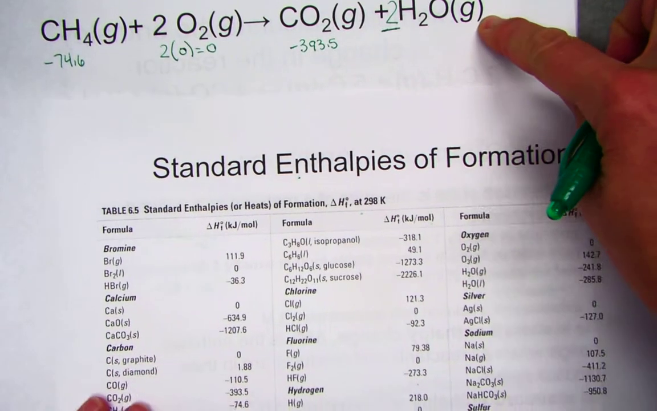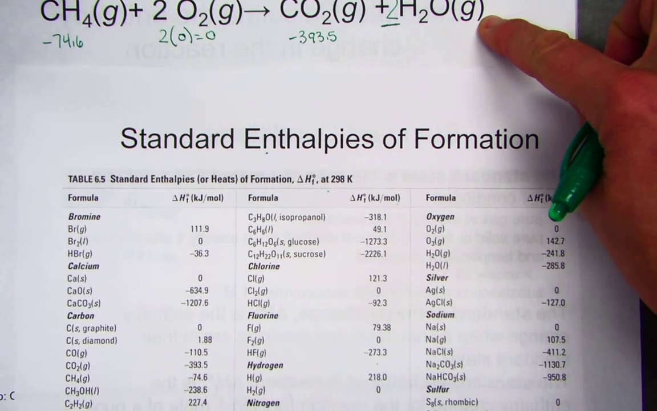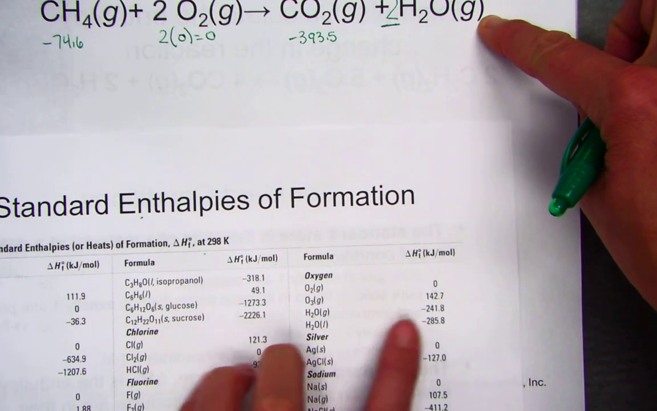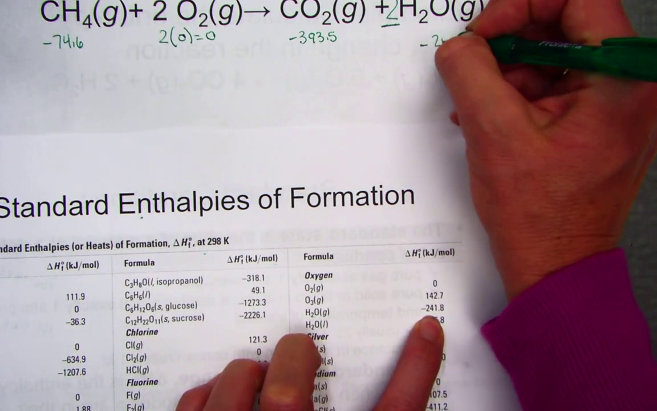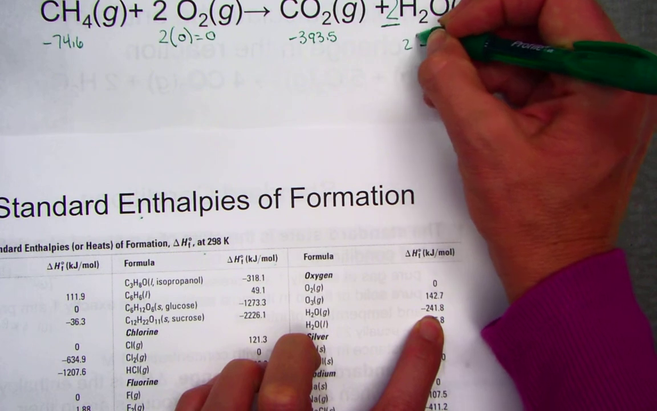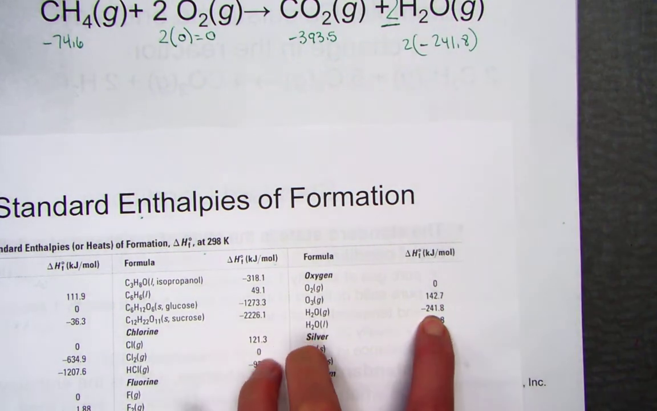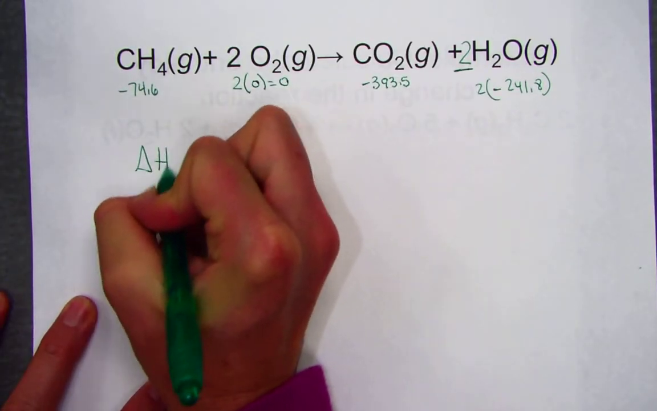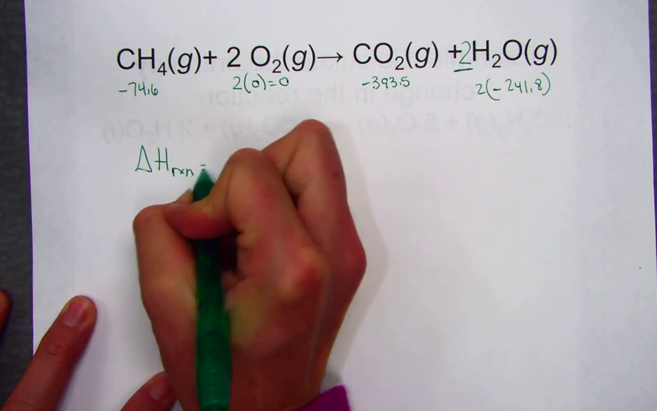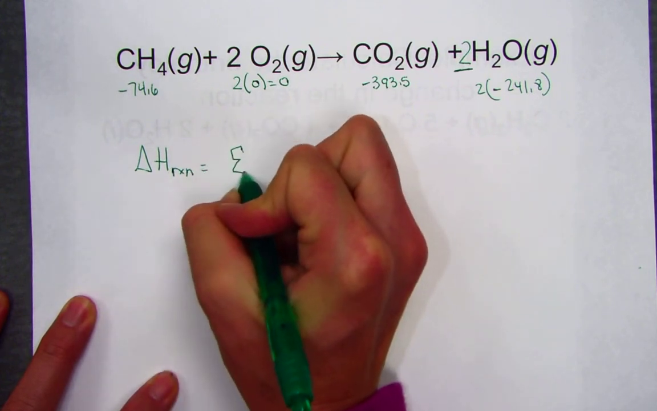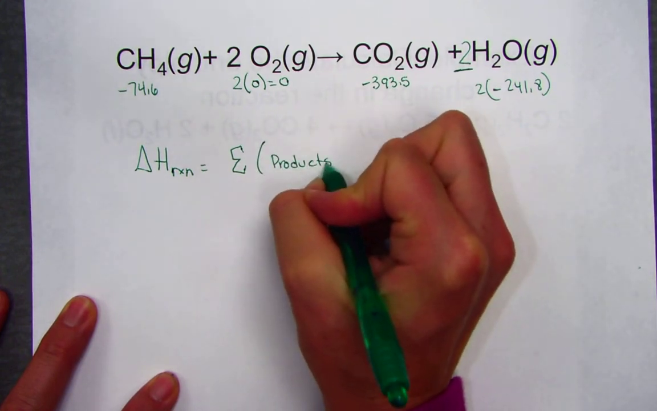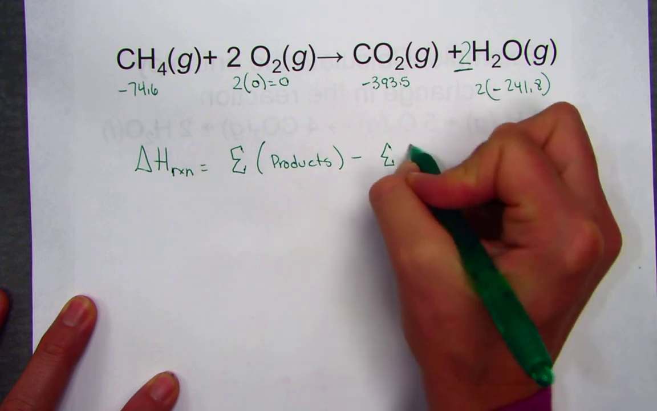And how about water gas, H2O? Water is listed under the oxygen. Water as a gas, negative 241.8, but I have to distribute the 2 through that. All right, so coefficient times the number from our chart. Simply stated, if I want to calculate the heat of this reaction, it's the sum, and I'm not very good at drawing those sigmas, the sum of the products minus reactants.